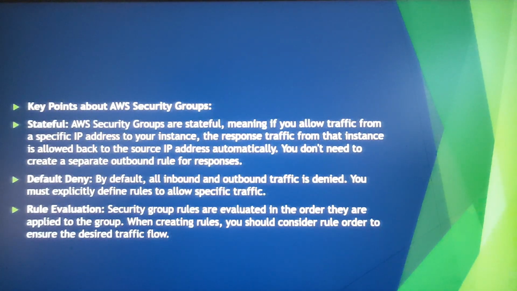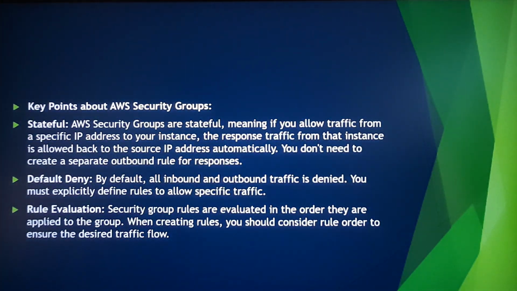Key points of AWS security groups. Stateful. AWS security groups are stateful, meaning if you allow traffic from a specific IP address to your instance, the response traffic from the instance is allowed back to the source IP address automatically. You don't need to create a separate outbound rule for the response. By default, all inbound and outbound traffic is denied. You must explicitly define rules to allow specific traffic. Rule evaluations. Security group rules are evaluated in the order they apply to the group. When creating rules, you should consider the rule order to ensure your desired traffic flow.